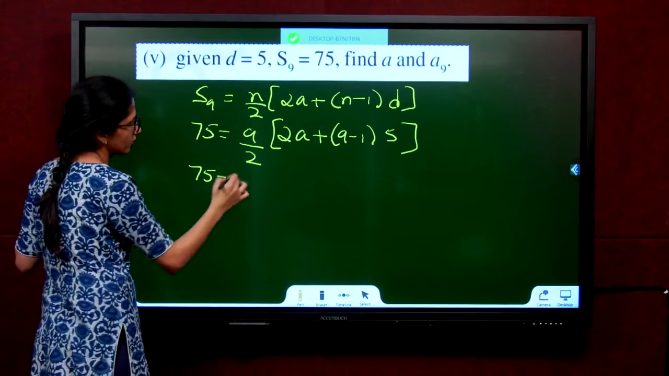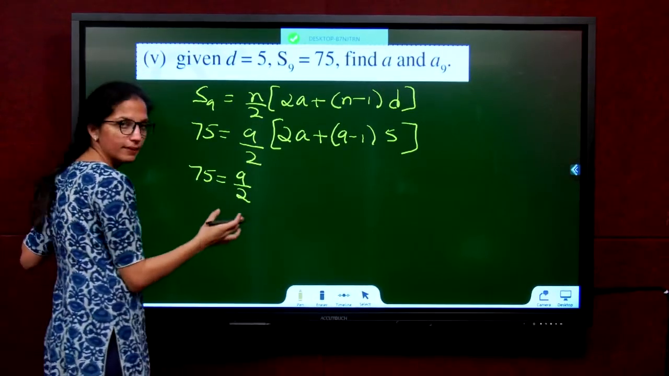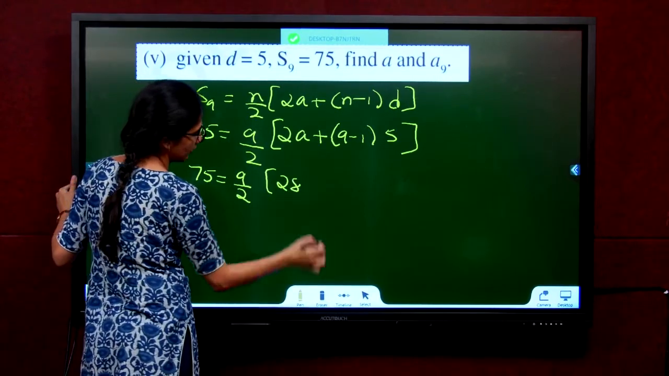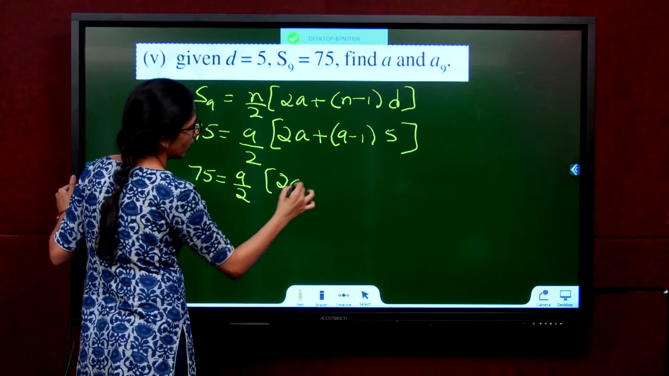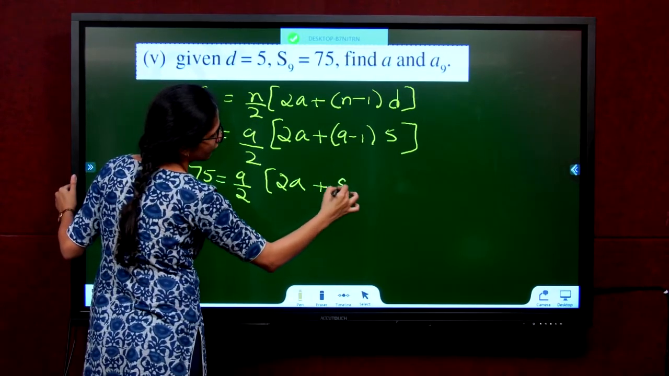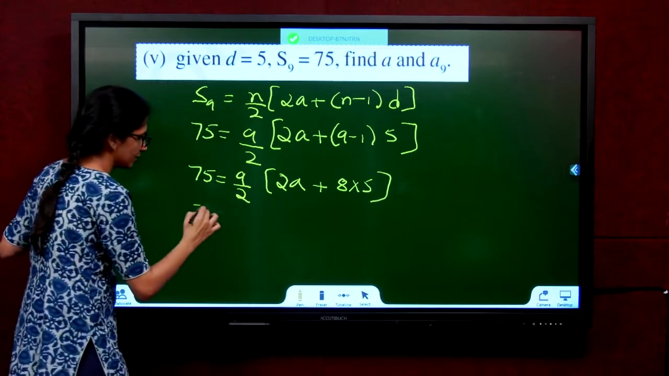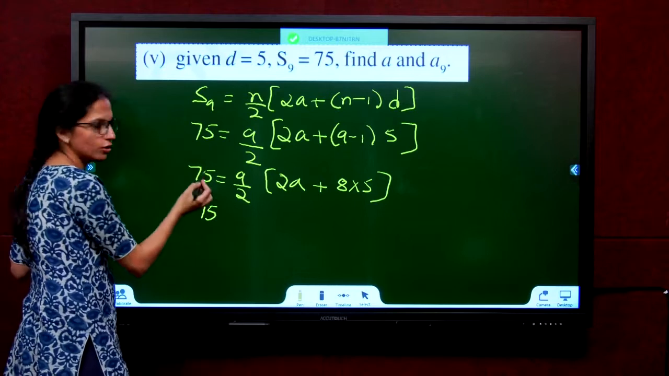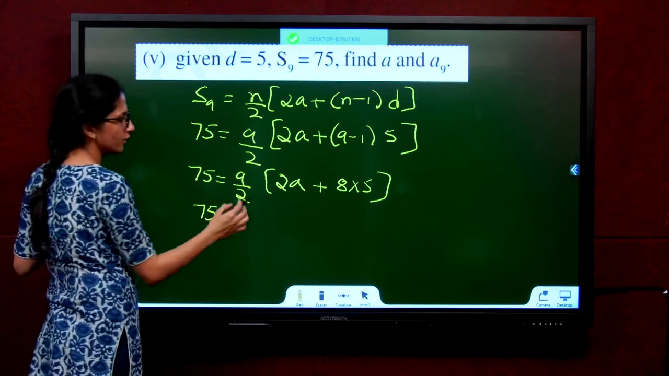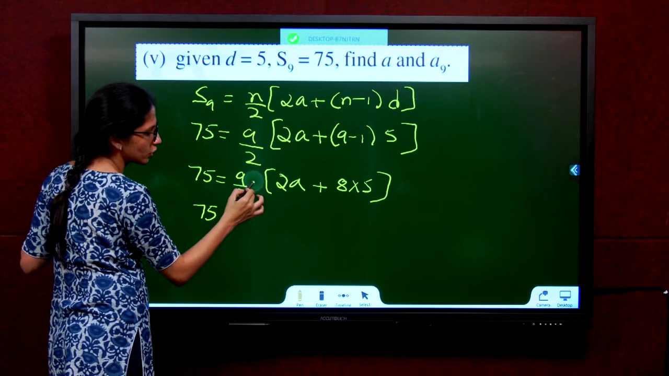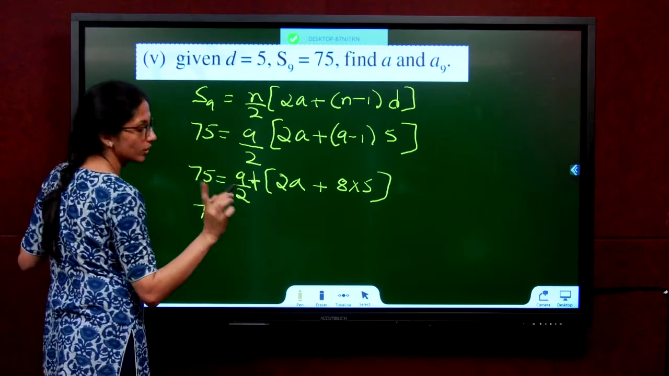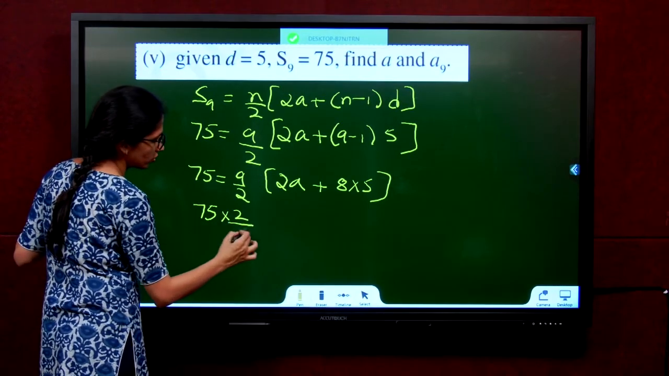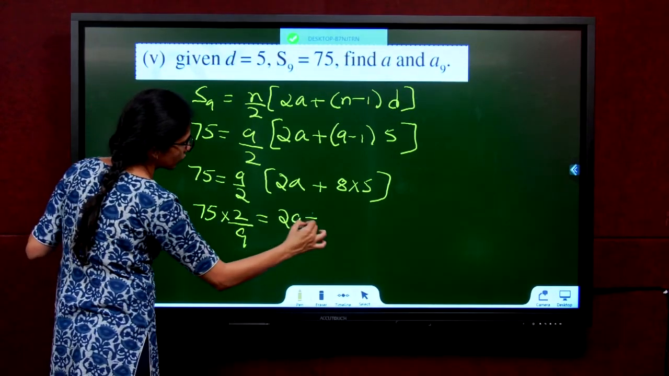75 is equal to 9 by 2. You can keep it here or shift it this side. Okay, we'll do it later. 2A plus 8 into 5. 75 is equal to, I am shifting here. Send the 2 up and 9 down. Why can we shift? Because here it is multiplication. Let us say this was addition, you cannot shift. It is multiplication, so you are allowed to shift. Into 2 by 9 equals 2A plus 40.